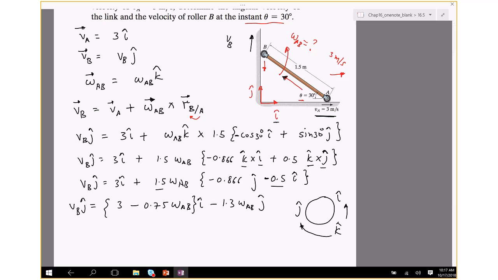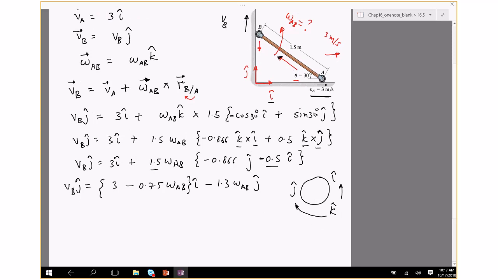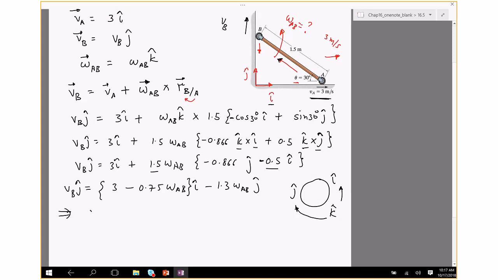And now if the two sides are equal, then I should have VB equals minus 1.3 omega AB, and 0 equals 3 minus 0.75 omega AB. The first expression comes because I equated the j components, and the second expression comes because I equated the i components. The left hand side has 0 on the i. So if I take these two equations, two unknowns, I can solve for the unknowns.